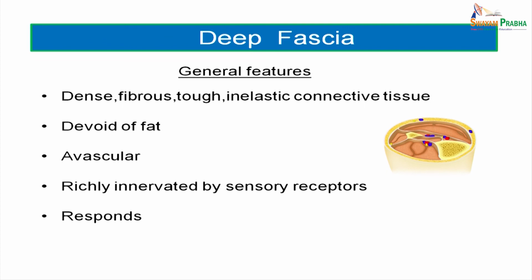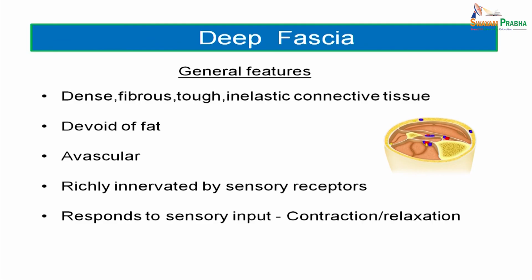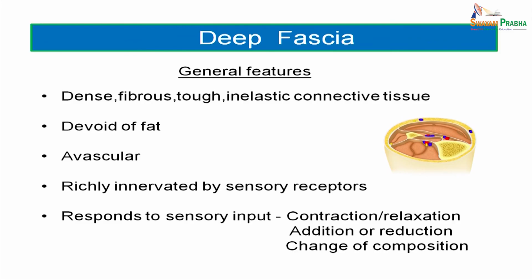And how does it respond to the sensory input? Either by contraction or relaxation, either by increasing, that is addition or reduction of size, or by changing the shape or remodeling, or by change of composition. So, if there is any stimulus acting on this deep fascia, these are the 4 different ways in which the deep fascia responds. It can either shrink, expand, change its shape, etc.